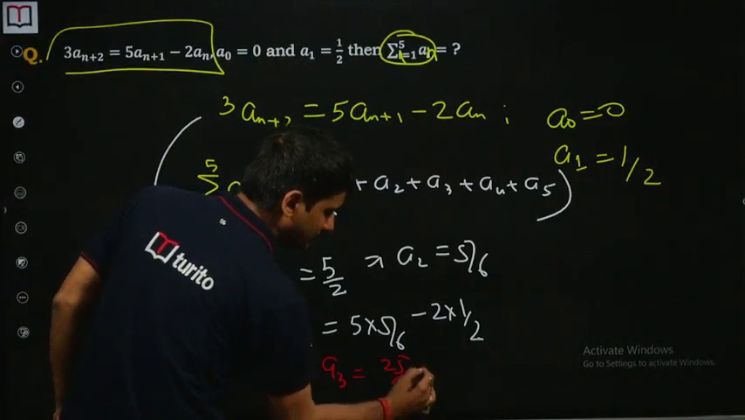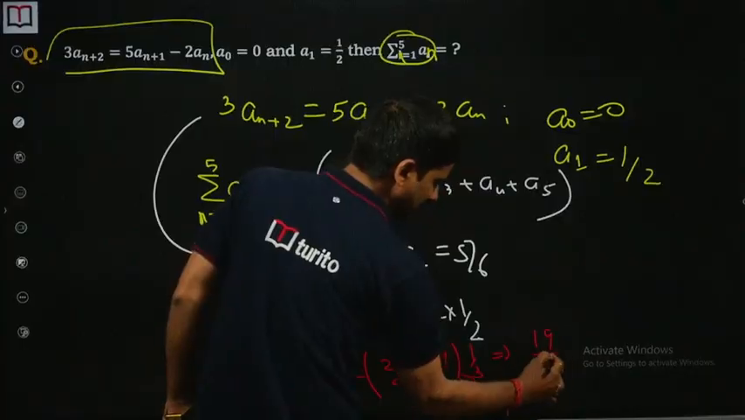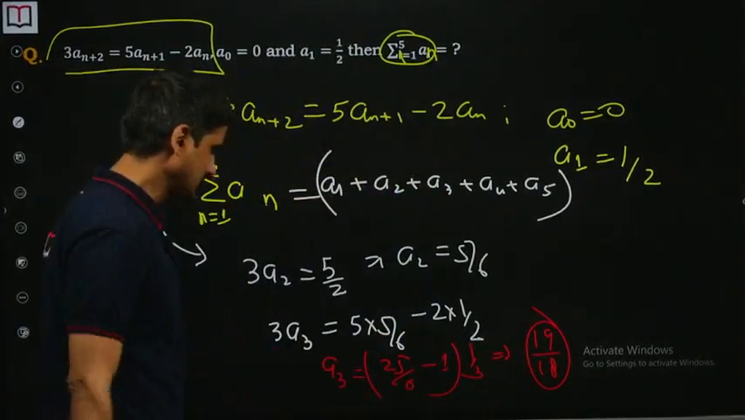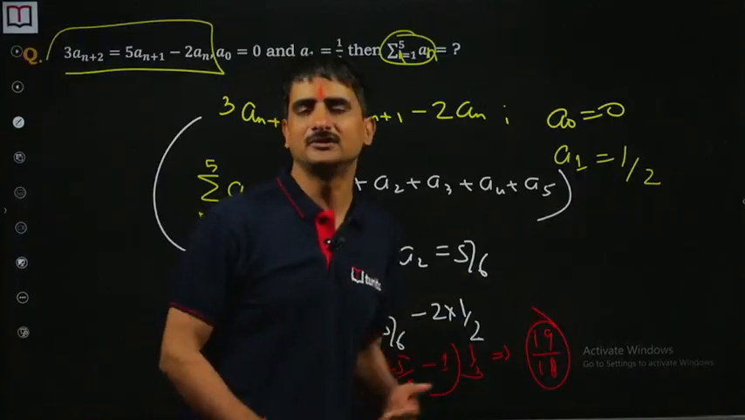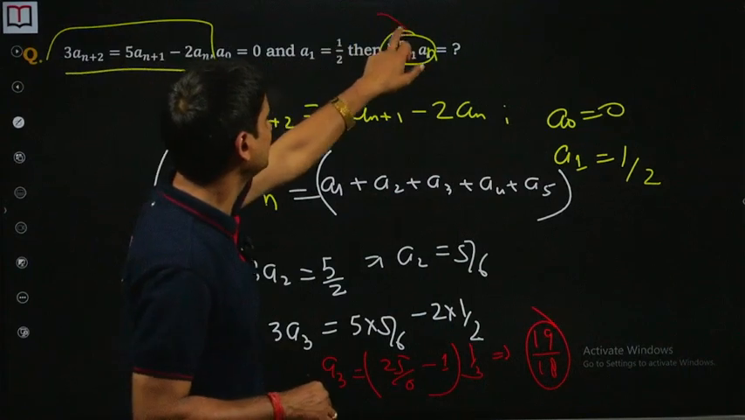Because as we can see here, if you go for A3, it will be 25 by 6 minus 1 whole divided by 3. So it's nothing but 19 by 18 type of thing. That's your A3. Then you need A4 and one more term A5. So that's one way of analyzing it. That's what I thought when I saw just 5 terms here.